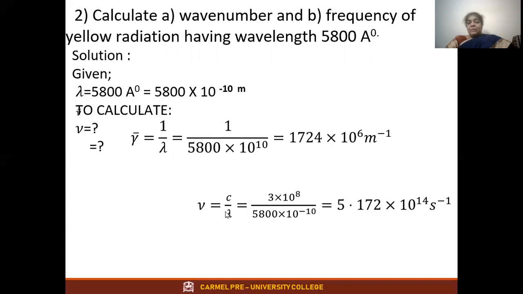Similarly, what is mu? Mu is equal to C by lambda, which is 3 into 10 power 8 divided by 5800 into 10 power, sorry students, it is minus 10. So it is 5.172 into 10 power 14 per second. Make this as plus 14, students. Okay, 10 power 14 per second. Okay, next.